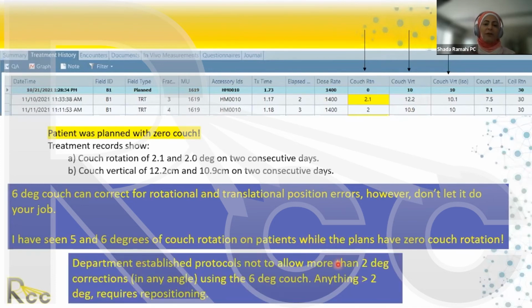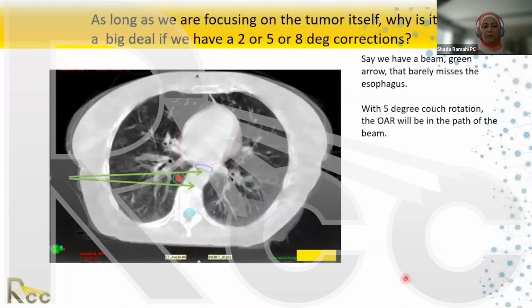And then you have to do a department protocol. What is acceptable in your own department before you go inside and you align the patient. So we agreed at 2 degrees, and then after that, we have to go inside and realign the patient. And the question is, why do we bother?